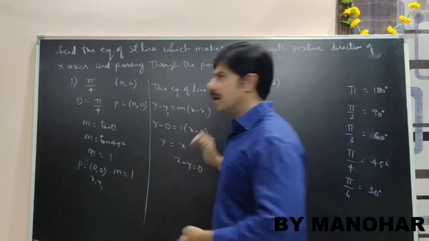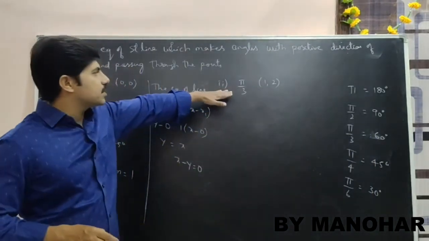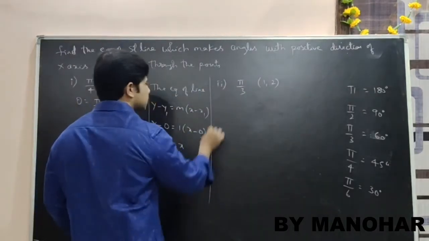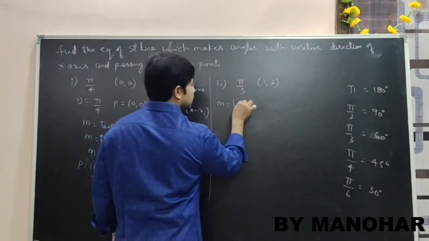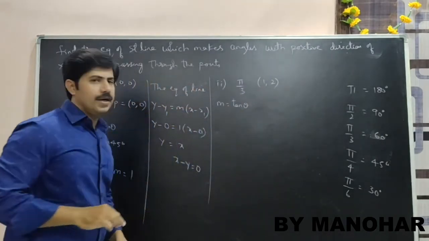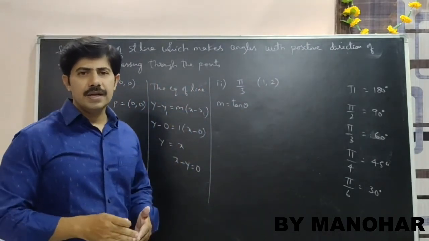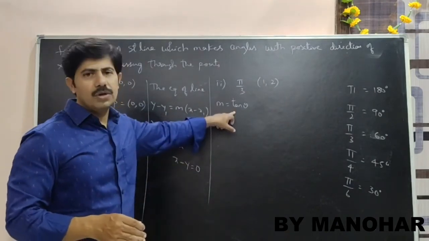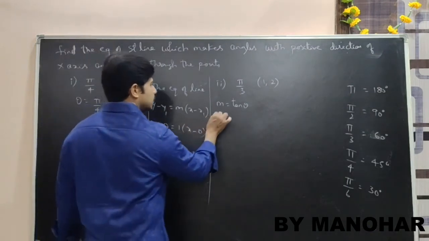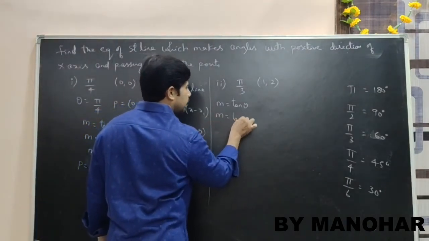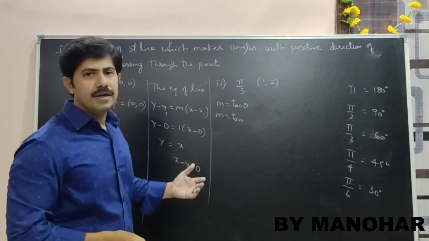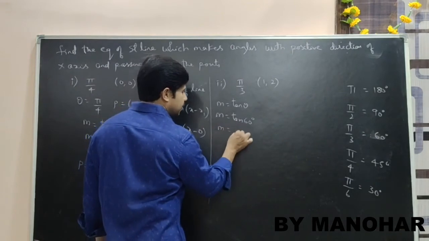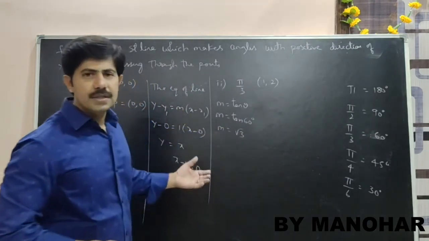So I'll substitute in this and I'll get the equation, right? Now we'll do the second round, we'll continue. Here theta is given as pi by 3 and a point is given as 1 comma 2. So here clearly just write m is equal to tan theta. When you have to use m is equal to tan theta: if a line is making an angle theta with x-axis in the positive direction, then you have to use m is equal to tan theta. What is pi by 3? 180 by 3, it is 60 degrees. So I'll write 60 degrees. And what is tan 60? It is root 3.